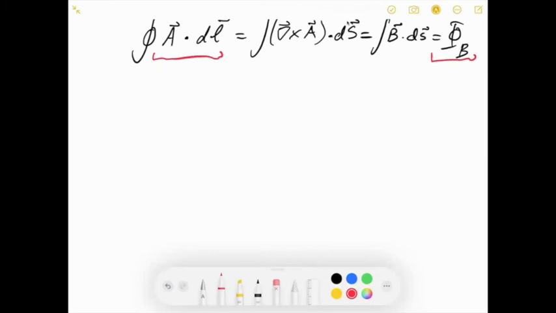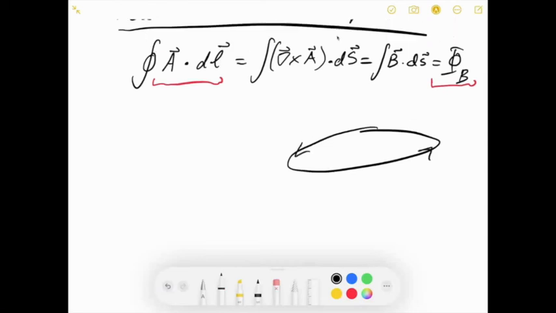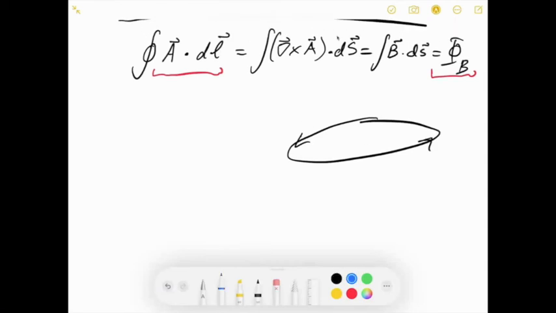So let's talk about a real situation where you would see something like this. So let's take some kind of a contour. So we are going to integrate over this contour, and we're going to call this the contour C. And I'm going to make it blue.